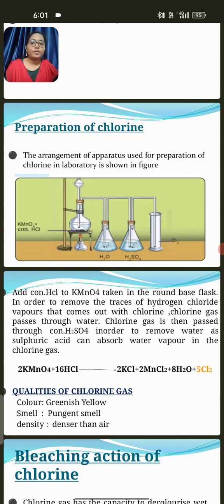In the preparation of chlorine gas, we use an open gas jar because the density of chlorine is higher than that of air. What are the qualities of chlorine gas? Color is greenish yellow, smell is pungent, and it is denser than air.